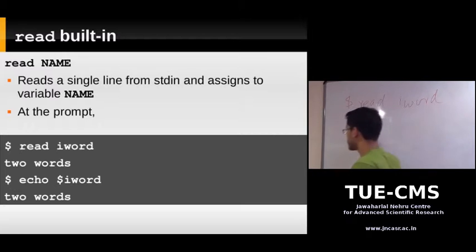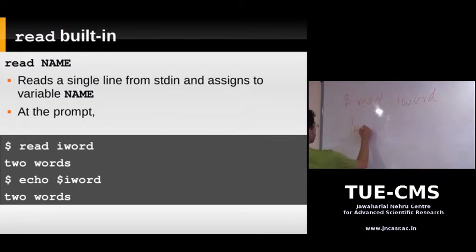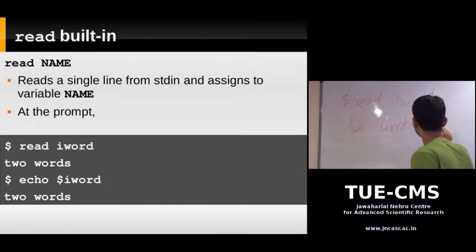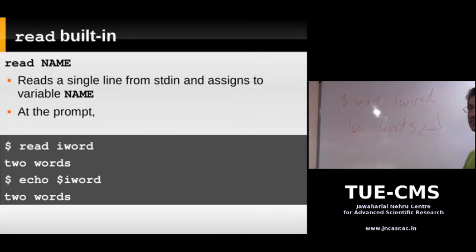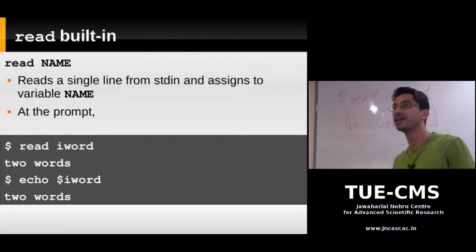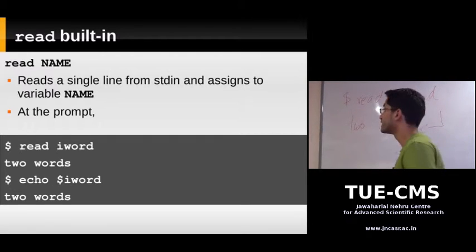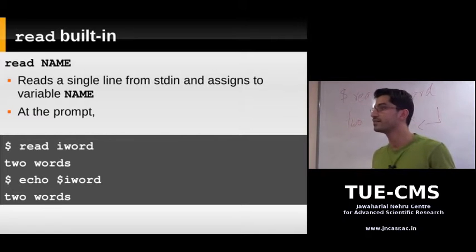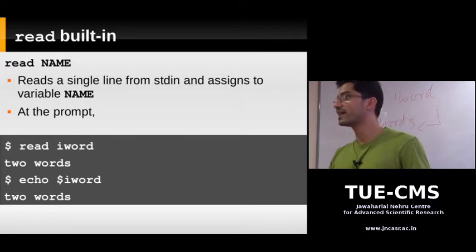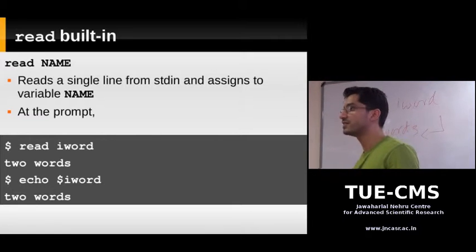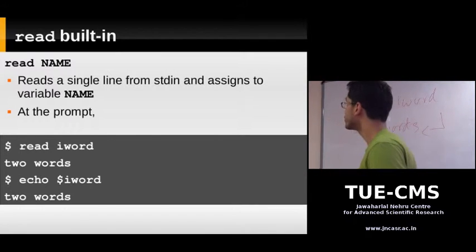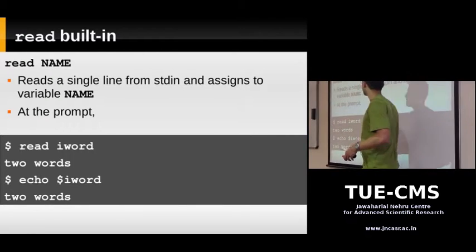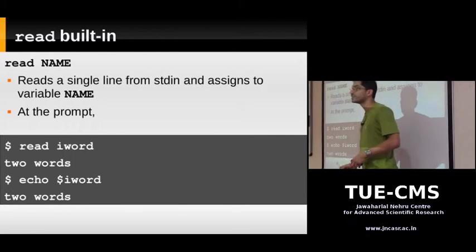So we type the words, two words, and you press enter. When you press enter, enter creates a new line character. Okay, so when read sees a new line character, it knows that it has completed reading one line. So read's function is to read only one line. When you press enter, the read returns. And what is it going to do? It's going to save the words which it read from standard input into a variable called name. Over here, we're using iword as the name.